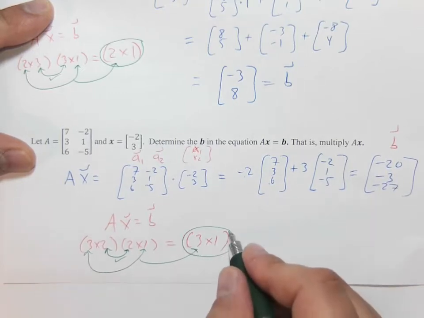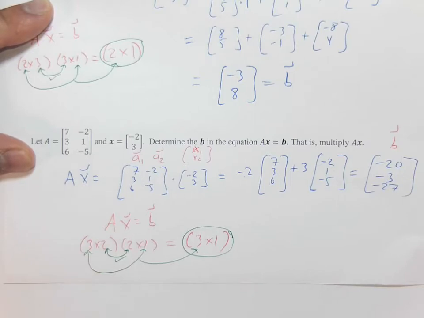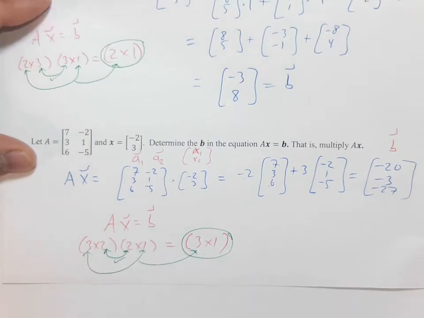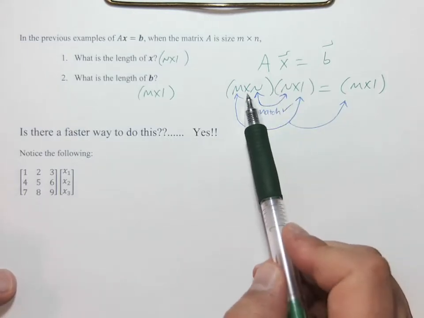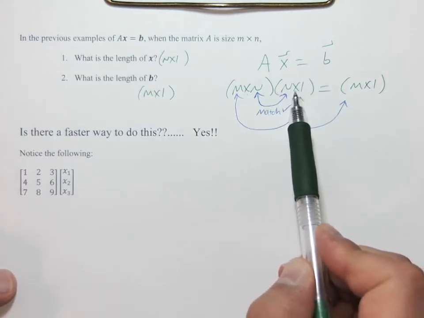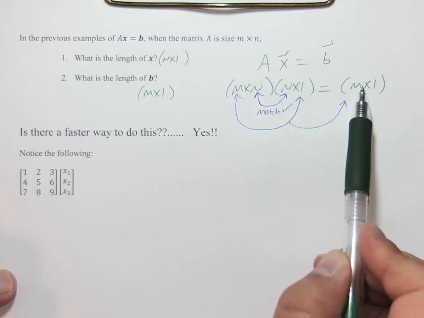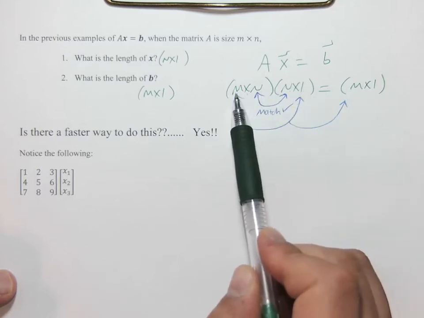And this is something that's going to carry through once we start multiplying matrices by matrices as well, right? So the inner dimensions have to match up, and then the outer dimensions end up being the size of the answer. And that's exactly what this general form says right here. If you've got an m by n times an n by 1, the inner dimensions match, the answer is going to be the outer dimensions, m by 1.